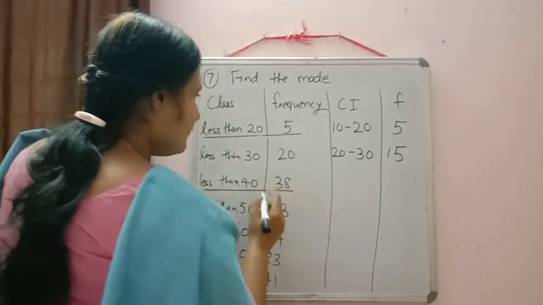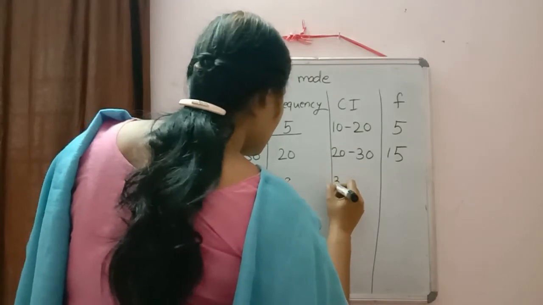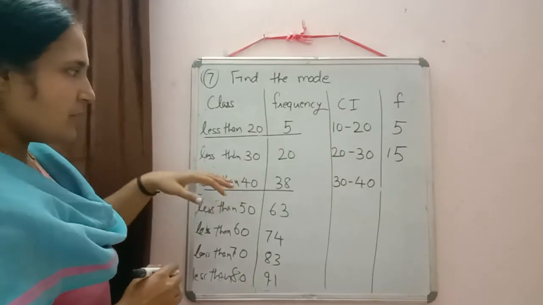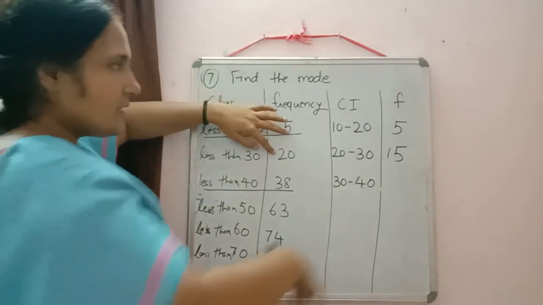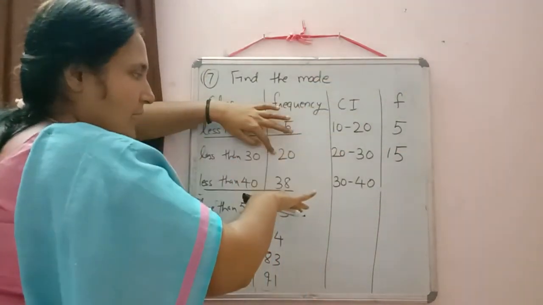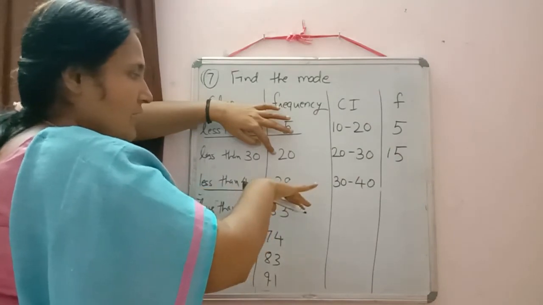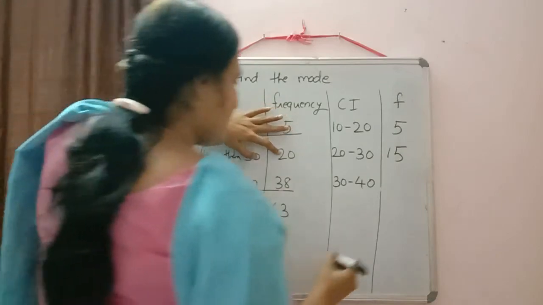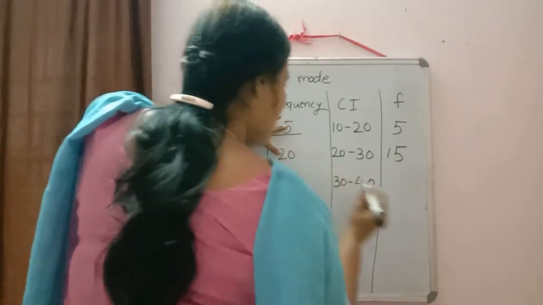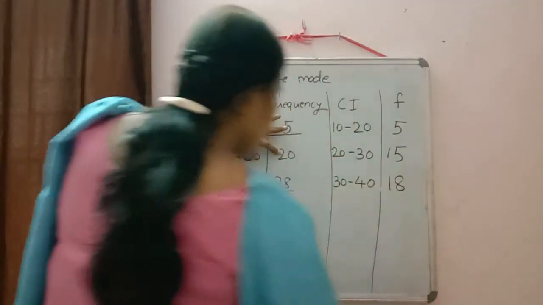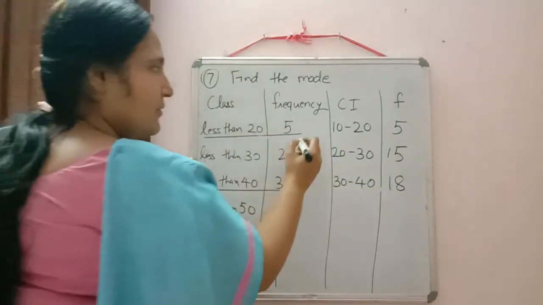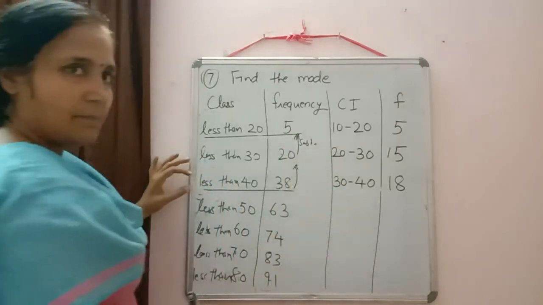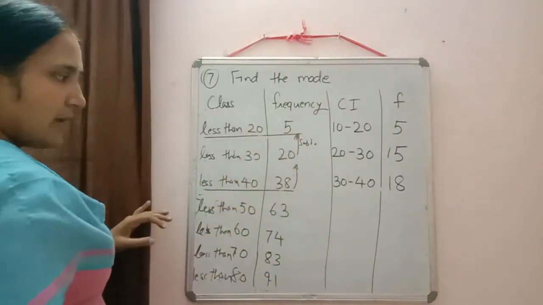Less than 40. So next class interval will come, 30 to 40. Again, less than 30, total 30 students went here. Now remaining which will belong to this group, what will come? 38 minus 20. So 38 minus 20 will be equal to 18. So what we are doing? We are doing the subtraction. Okay, in this way you have to subtract. If you want you can write in this way, arrow form.